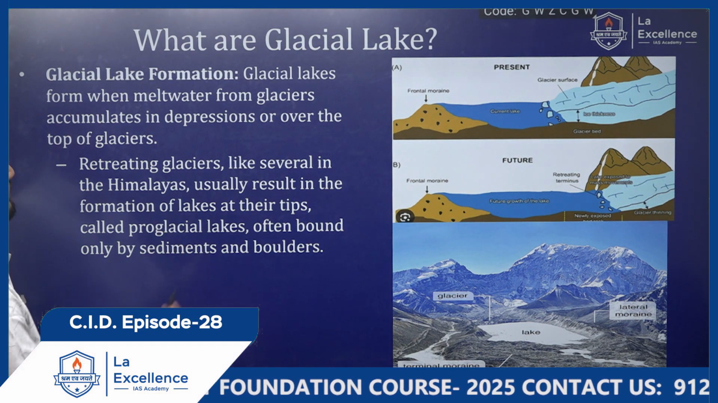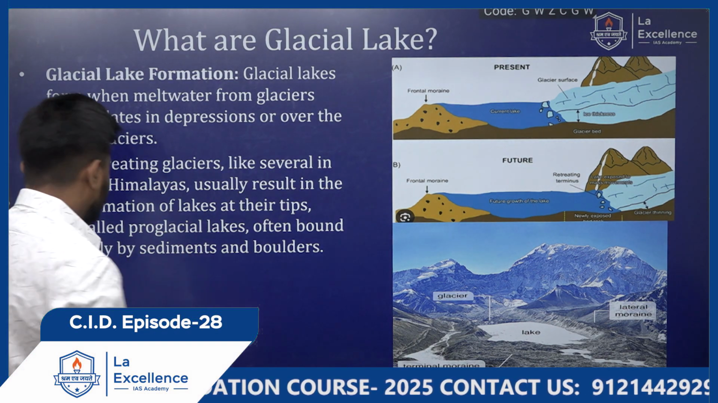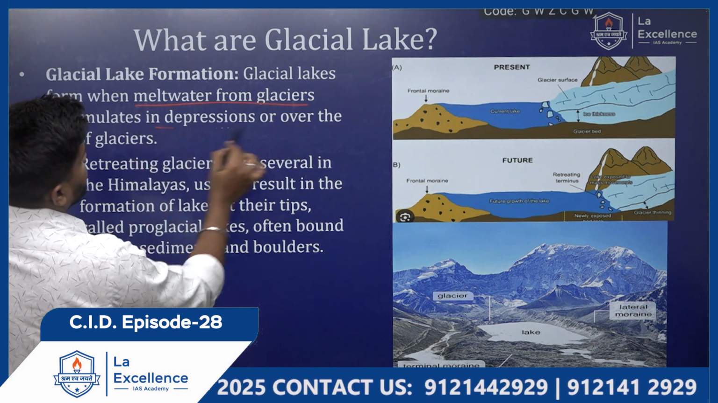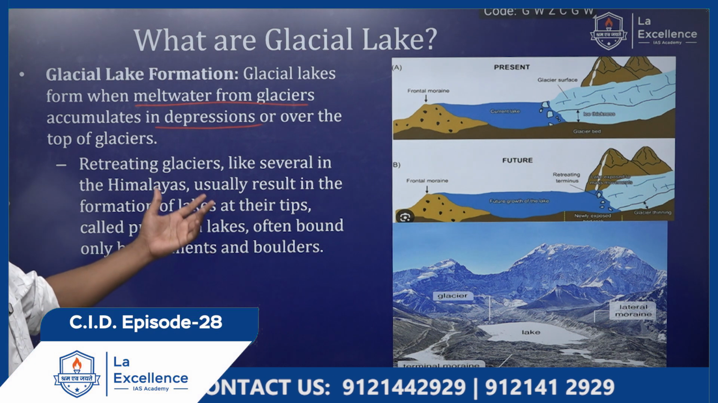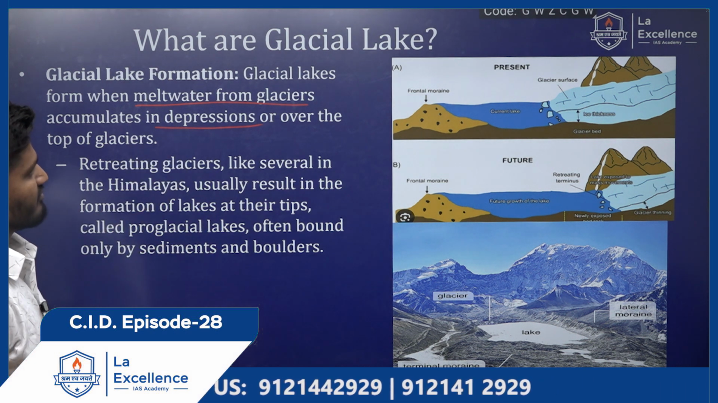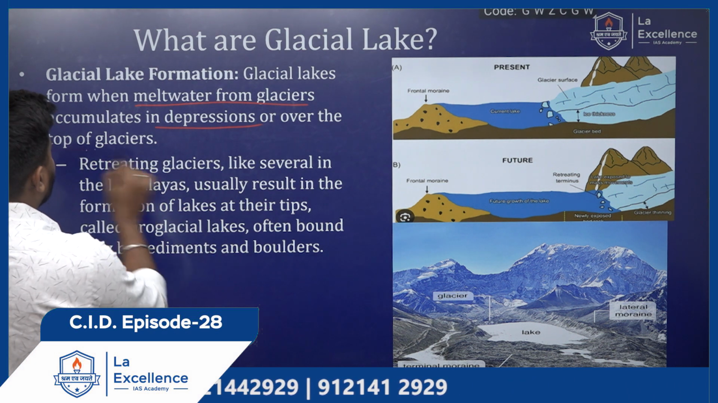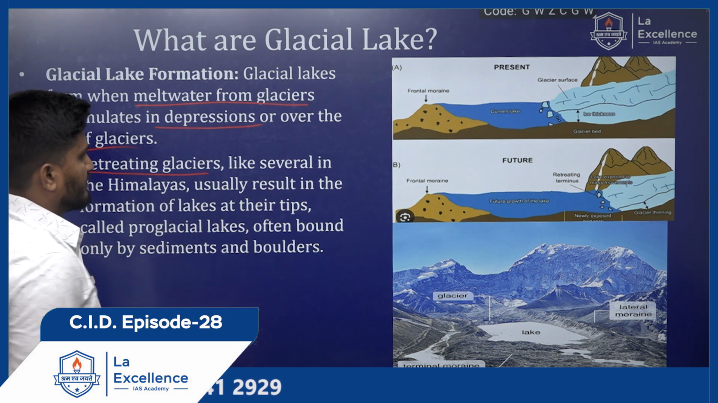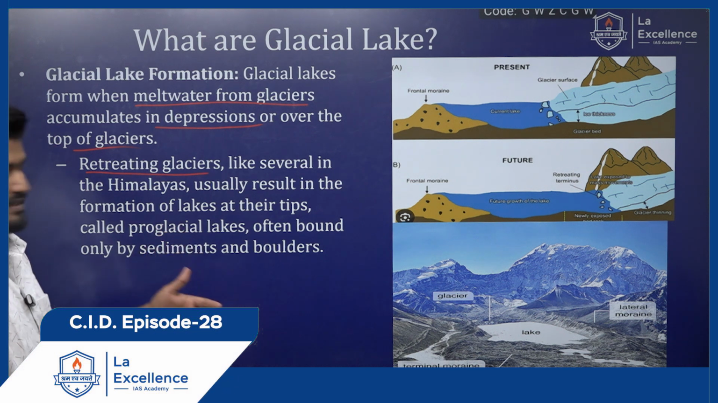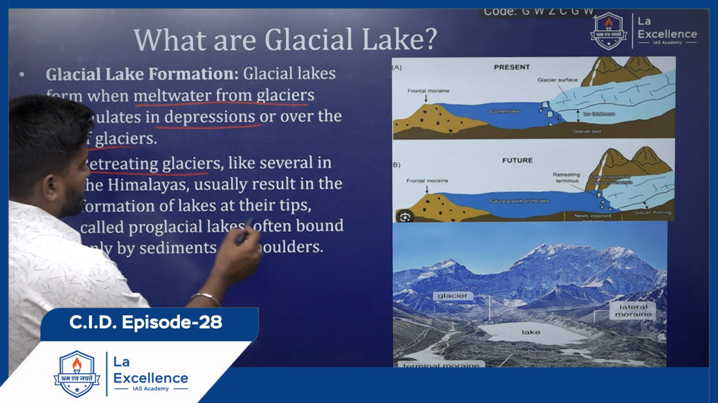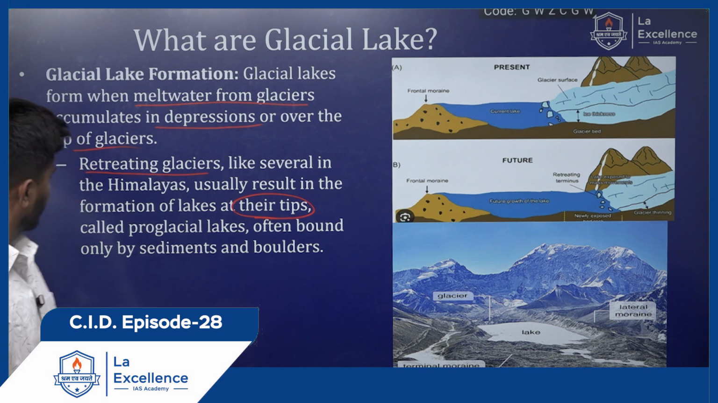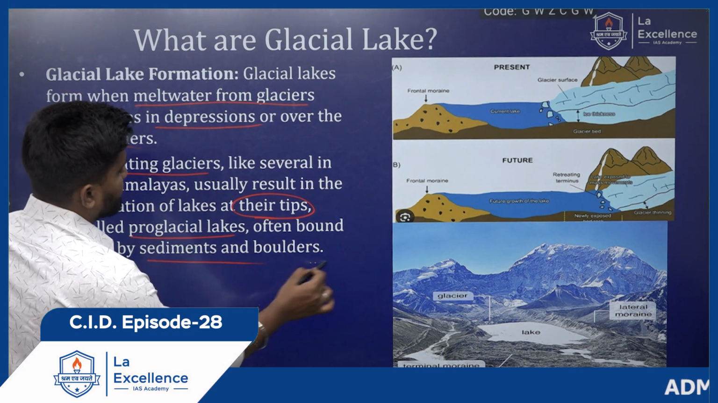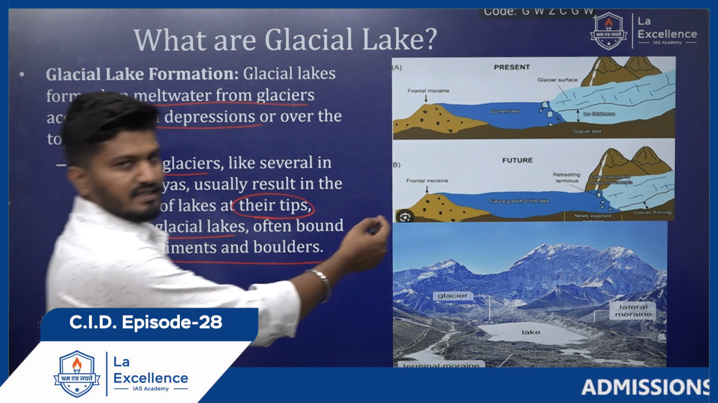So here you can read it. So glacial lake is formed when melt water from the glaciers accumulates in depressions. Okay, what I told, a hole or in depressions, there melt water from the glaciers will be accumulating there on top of the glaciers. So here again, as I explained, the retreating glaciers like several in the Himalayas usually result in the formation of lakes at their tips, called the proglacial lakes, often bound only by the sediments and the boulders. Okay, so you can see here in the image.